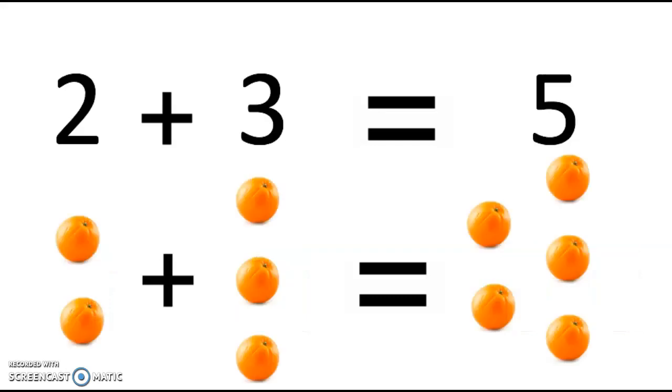Now let's check that 2 plus 3 equals or is the same amount as 5. So on this side of the problem, I see I'm starting with 2 oranges and I'm adding 3 more. 2, 3, 4, 5. I have 5 oranges on this side. Is that equal to the 5 oranges that are on this side? Yes, they are the same amount. So I can say 2 plus 3 is equal to 5.